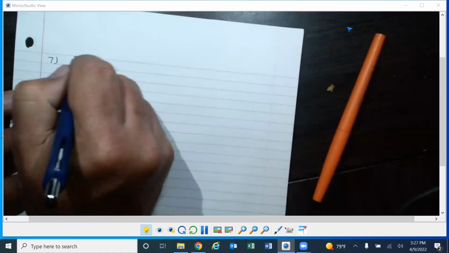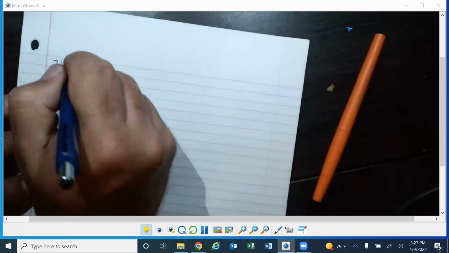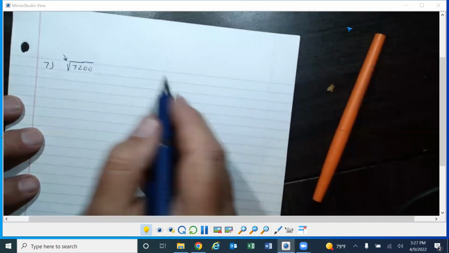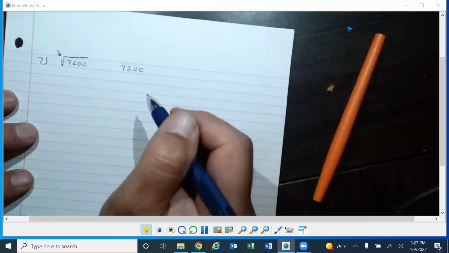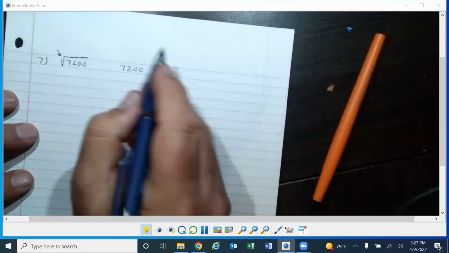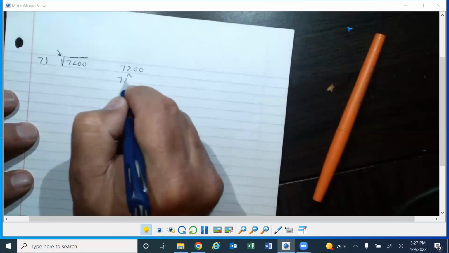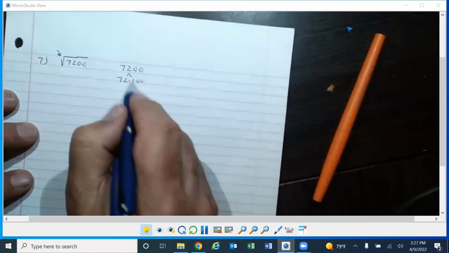The square root of 7,200. The index is a 2. It's always going to be a 2. We aren't doing cube roots or anything. So I've got to simplify. I have to think of 2 numbers multiplied together that will give me 7,200. I like the 2 zeros here. That reminds me of 100. So I know if I take 72 times 100, that'll give me 7,200.